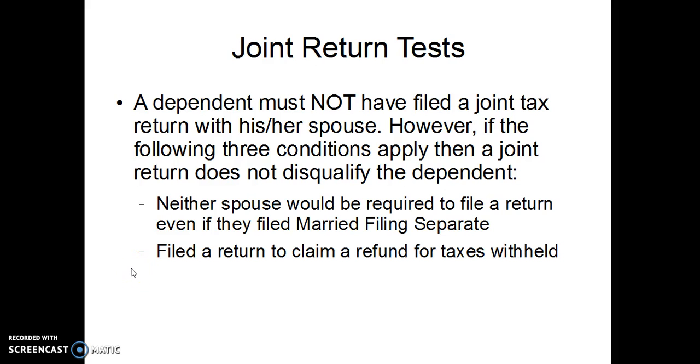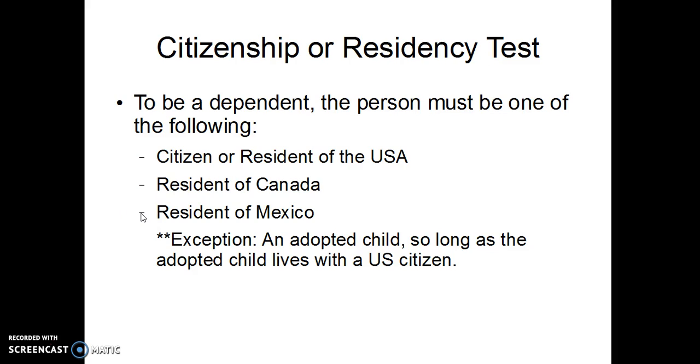So just remember, in general, when someone files a married filing joint return, they cannot be someone else's dependent. However, if they file a joint return to claim a refund, then it's okay. They still can be someone's dependent. If they file a joint tax return, but if we looked at their returns individually as married filing separate, they would not have been required to file a return, then that is also okay. So that's why I said this one's a little bit harder to grasp. But eventually, once you're done with all the readings and all the videos, you will understand this one better also. But just be aware of this right now.